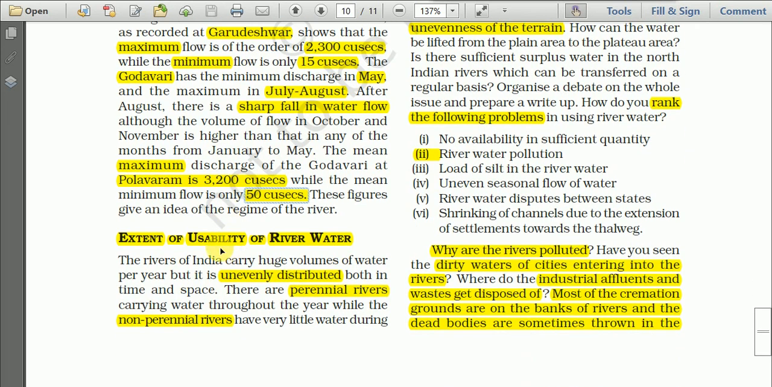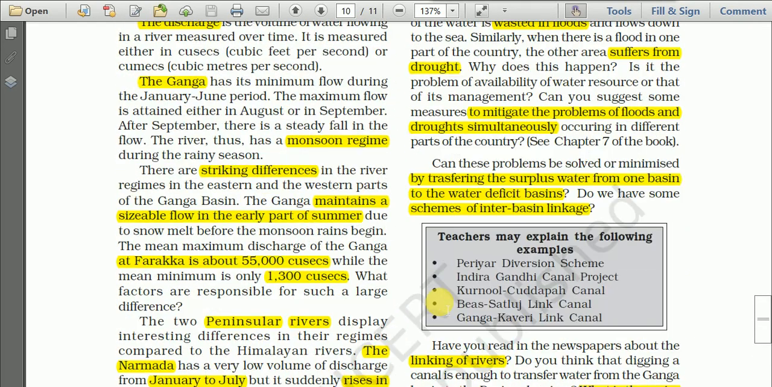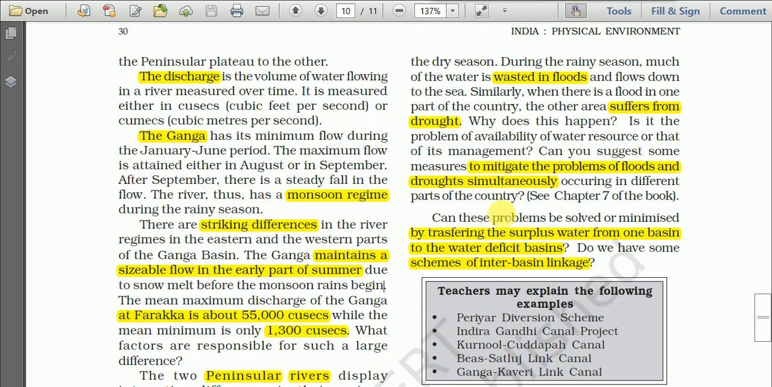And last, we have the extent of usability of river water. We know that the rivers in India carry a huge volume of water per year, but it is unevenly distributed both in time and space. There are perennial rivers carrying water throughout the year, as we learned earlier, while non-perennial rivers have very little water during the dry season. During the rainy season, much water is wasted in floods and flows down to the sea. Similarly, when there is flood in one part of the country, the other areas suffer from drought.